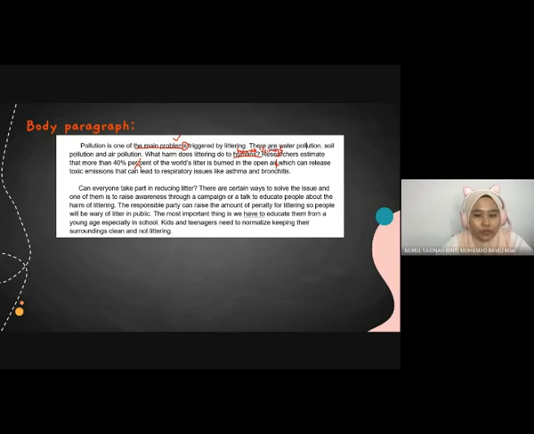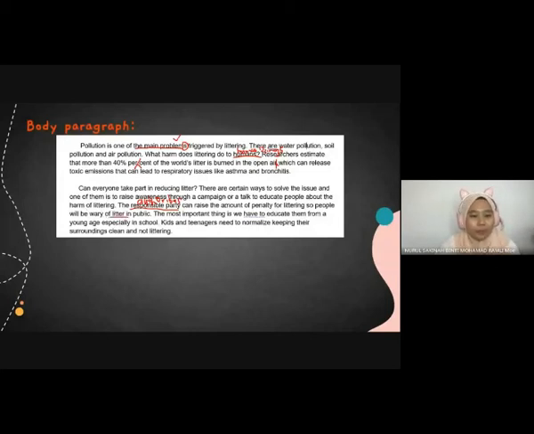Okay, can everyone take part in reducing litter? There are certain ways to solve the issue, and one of them is to raise awareness through a campaign or a talk to educate people about the harm of littering. Okay. The responsible party here, I would say the authorities kot. Sebab dia talk about raise amount of the penalty. This usually is authorities. This is where your contextual vocabulary tu very important. Kena ada ni. You kena tahu kalau penguat kuasa kita panggil apa dalam bahasa Inggeris? Oh, authorities. Macam tu. So the authorities can raise the amount of penalty for littering. So people will be wary of littering in public.